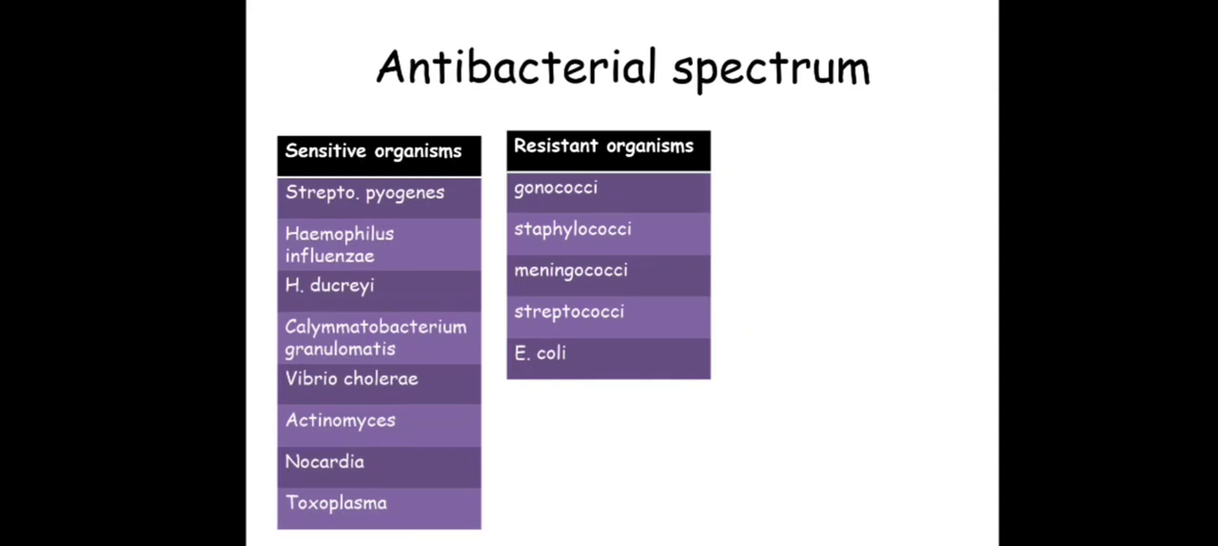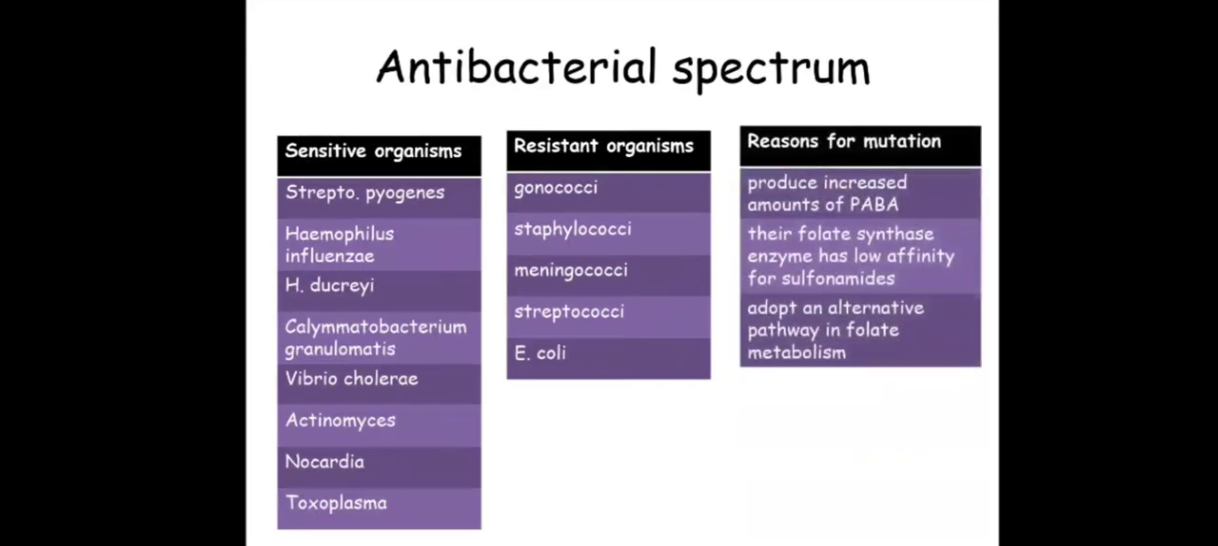Next, the resistant organisms are gonococci, staphylococci, meningococci, streptococci and E. coli. And the reason for their resistance may be that these organisms are producing an increased amount of PABA. PABA is a structural analog of sulfonamide, and because of this they have competitive antagonism. So any organism producing a large amount of PABA will displace the sulfonamide and produce its own action. The second reason is that their folate synthase enzyme may have low affinity for sulfonamides.